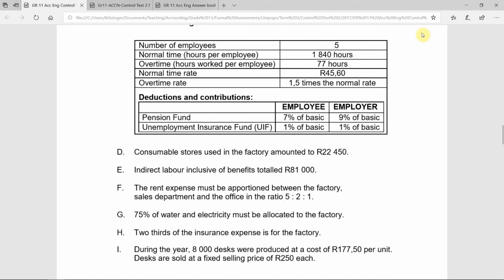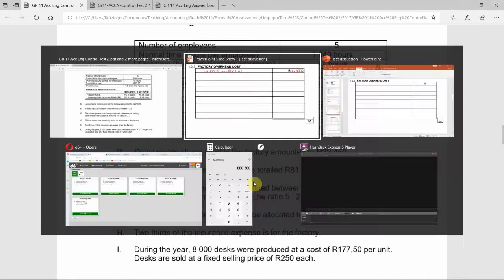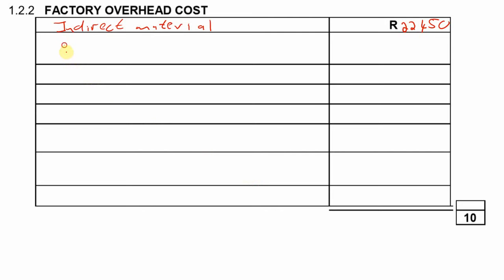Let's see what else relates to the factory that's not direct labor or direct material. Indirect labor. So it's not direct, it's the indirect labor, inclusive of benefits, totaled 81,000. So these benefits of the pension and the unemployment insurance funds is already included. So therefore we already have the totality, we don't have to do any calculations. So we have indirect labor of 81,000.